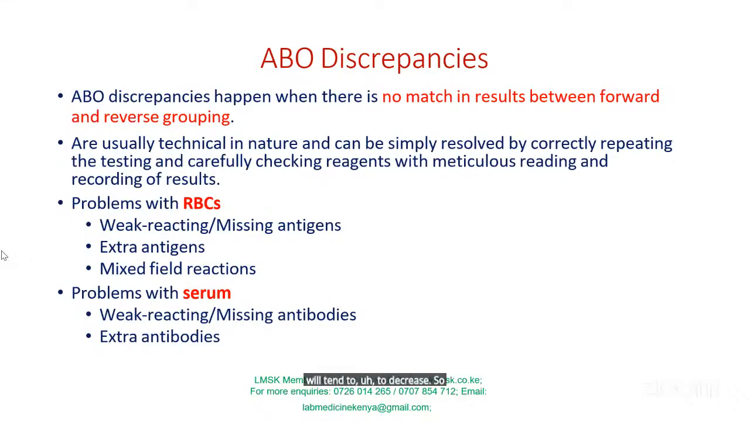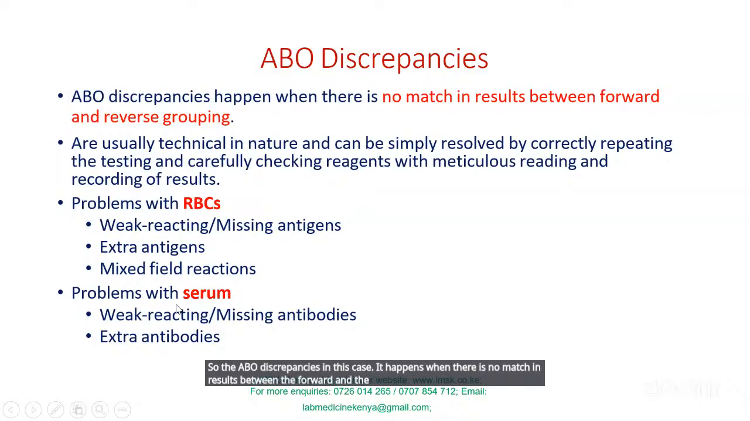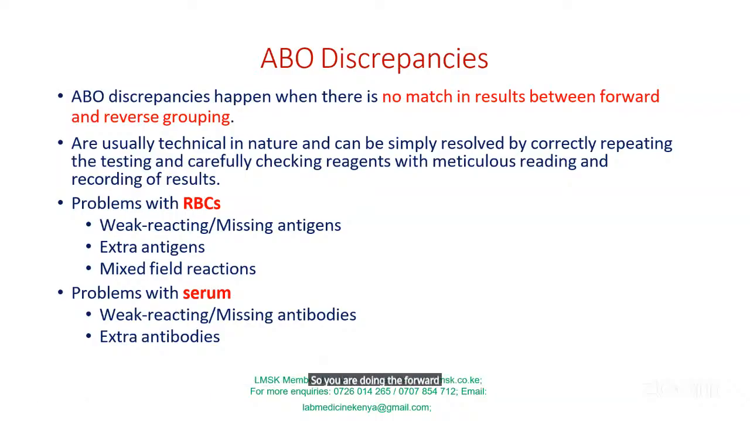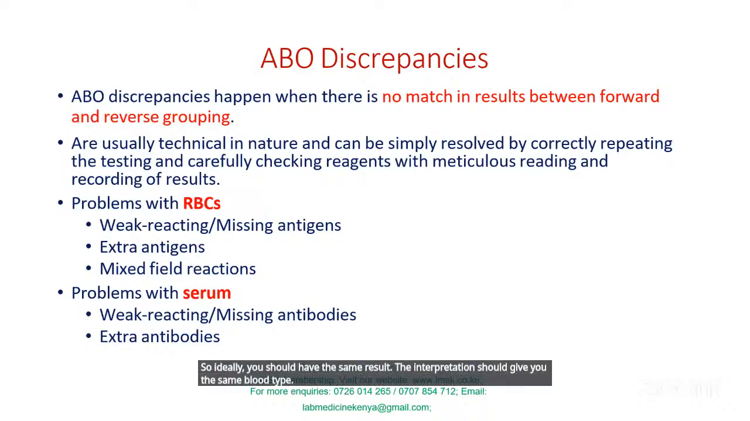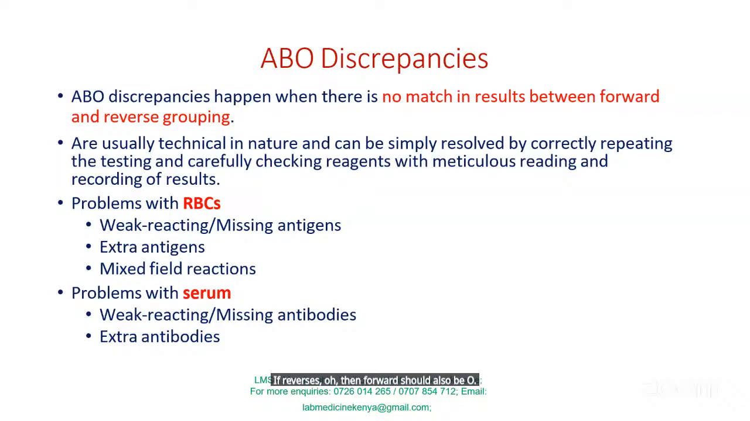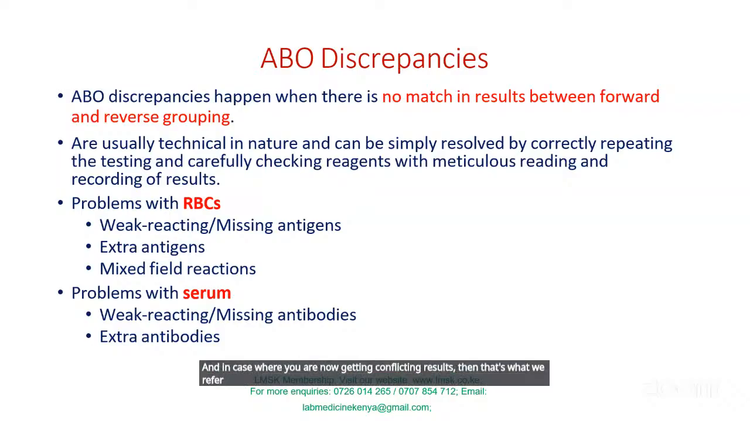So what are ABO discrepancies? The ABO discrepancies in this case happen when there is no match in results between the forward and the reverse typing. So you are doing the forward and the reverse typing, and the reverse is giving you blood group B, and then on the forward you are seeing blood group O. So ideally you should have the same result. The interpretation should give you the same blood type. If reverse is O, then forward should also be O. And in case where you are now getting conflicting results, then that's what we refer to as ABO discrepancies.